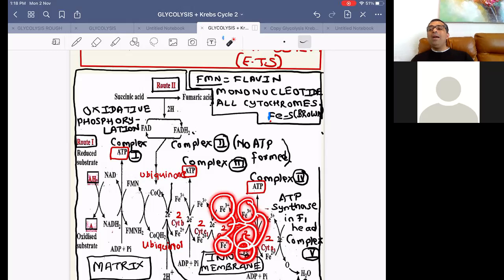So क्या हो रहा है simultaneously? Ferrous gets oxidized. Ferric gets reduced. Ferrous gets oxidized to ferric state. Ferric gets reduced to ferrous. Ferrous by giving away electron gets oxidized to ferric state. And ferric state by accepting electron gets reduced to ferrous state.